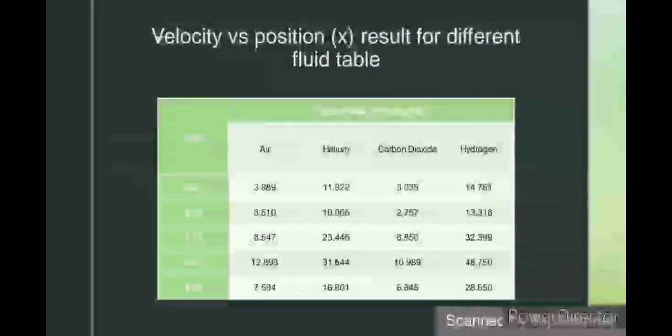The third parameter that had been calculated is velocity. We also use the same 5 positions of X for this calculation. If we look at the table, the change of velocity throughout the event for air and carbon dioxide was not much different. We can see this more clearly from the graph.